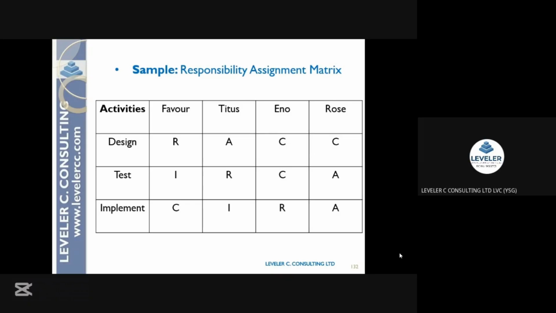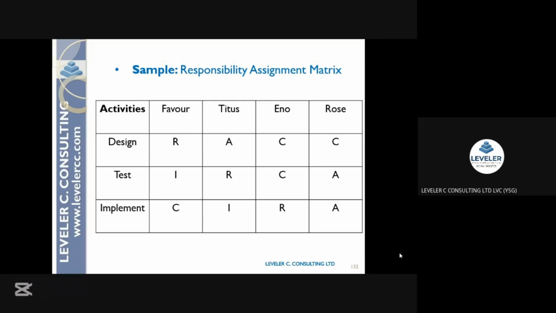Who is responsible for testing? Titus. Titus is responsible for test. Beautiful. Who needs to be informed? Favor. Beautiful. Who needs to be consulted? Eno. Beautiful. Who is accountable for the testing? Rose. Beautiful. Now let's move to implement.